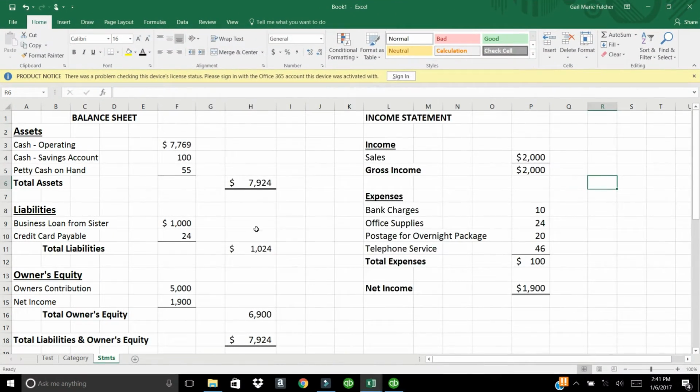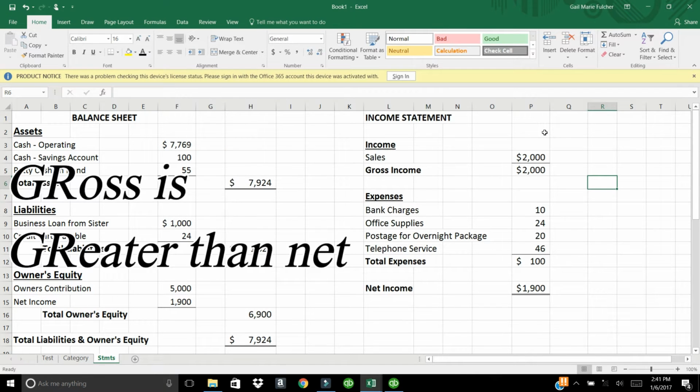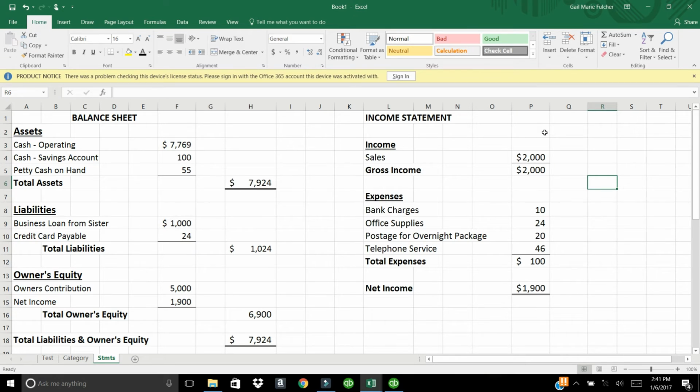Here are our statements. Now, what I would do is start with the income statement, record the sales. There's the expenses, our gross income minus our total expenses of $100 equals the net income of $1,900. Now that comes over to the balance sheet in the owner's equity section because that income belongs to the owner of the company. So that $1,900 goes there, and then you can go ahead and pull the balances of all of the rest over to the balance sheet, starting with the assets, the cash in the operating account, savings account, and the petty cash on hand.